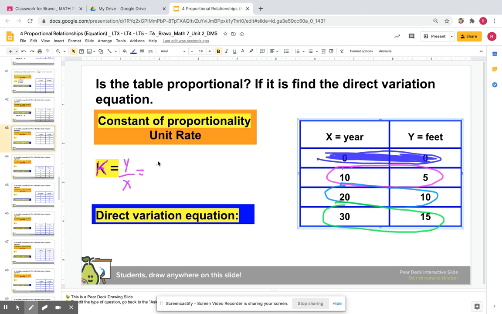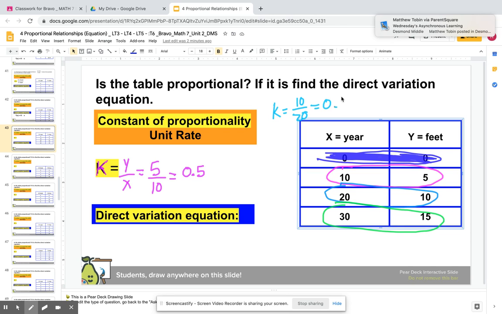The y value is 5 and the x is 10. Okay, I am not done. I need to plug this in my calculator and divide it out. If I do that, I get 0.5. That's my k value. Now I'm quickly going to show you how to do that for the blue set of points. k for that would be the same thing. k is equal to 10 over 20. If I plug that in my calculator, I get 0.5.